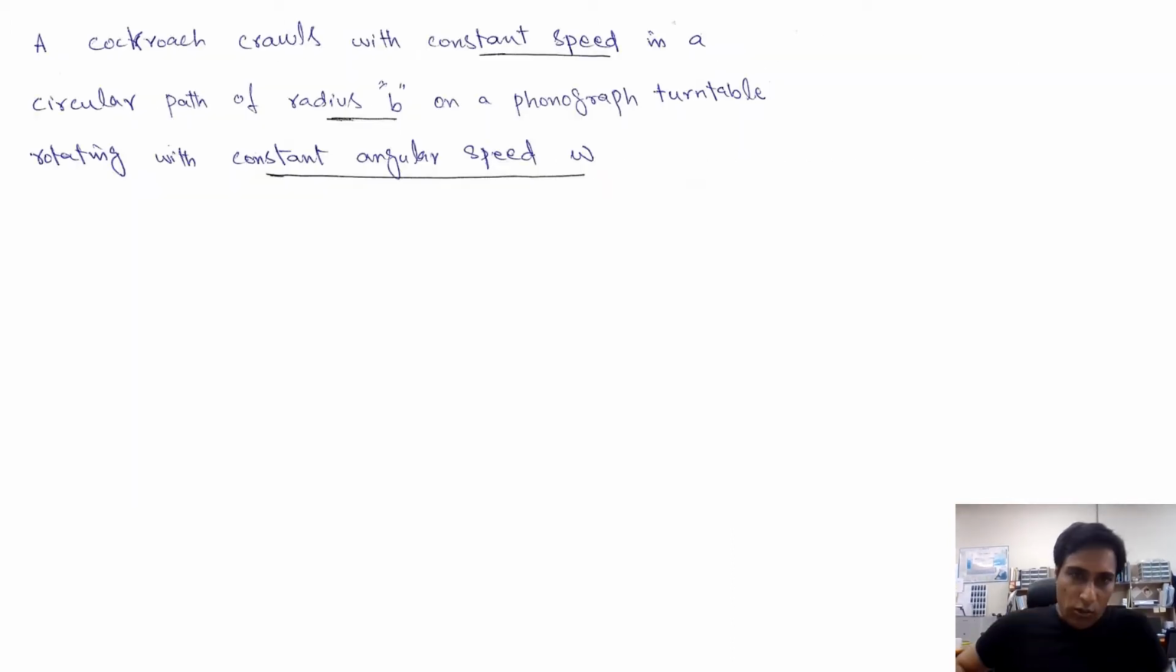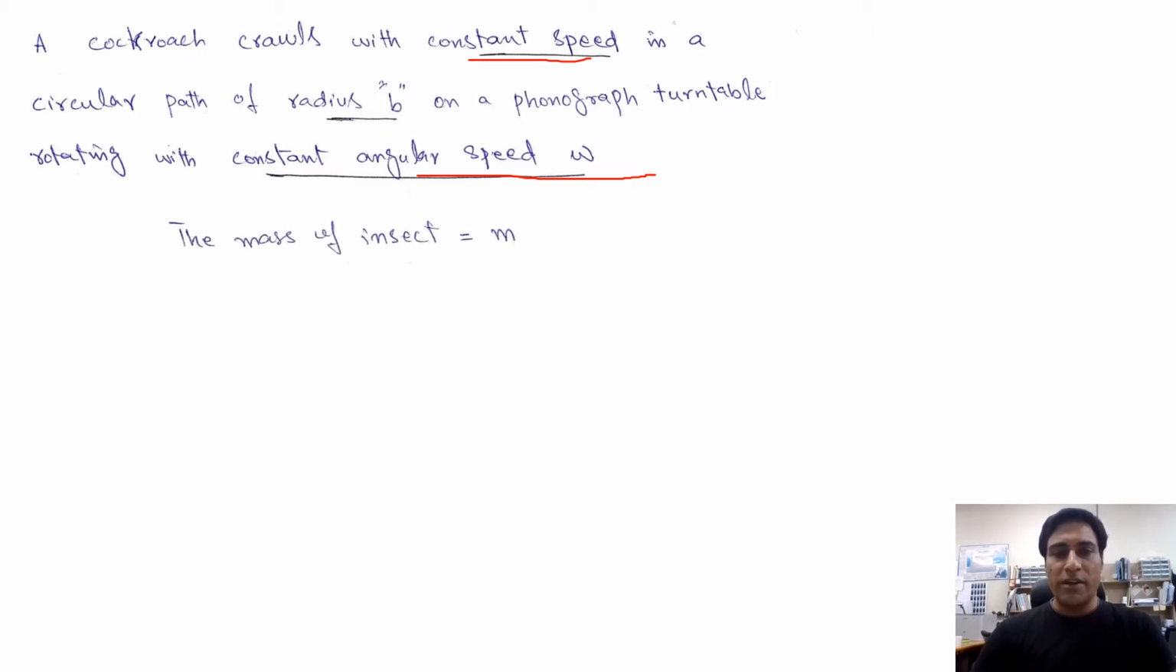So a cockroach crawls with constant speed, as mentioned in the problem, in a circular path of radius b on a phonograph turntable rotating with constant angular speed omega. So this angular speed is constant, and the speed of the cockroach is also constant. The mass of the insect is m. The coefficient of static friction is μs.